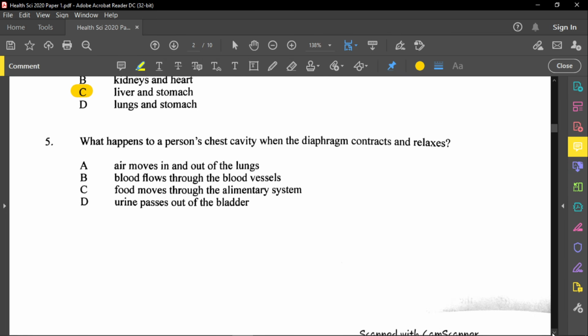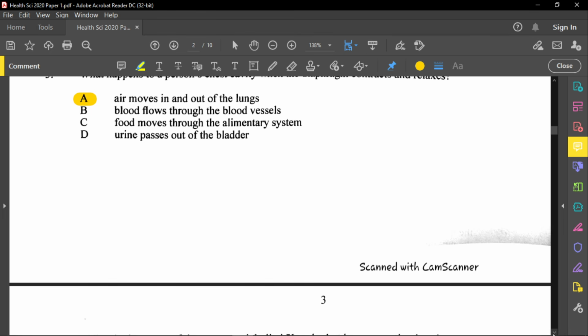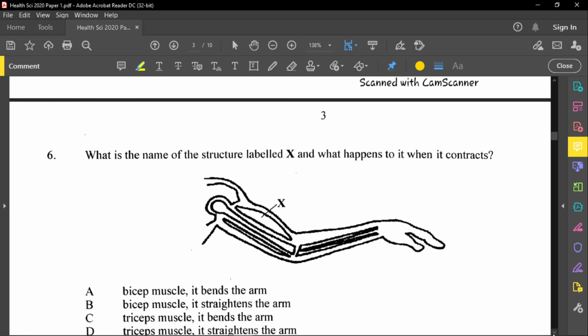Question number 5 reads: what happens to a person's chest when the diaphragm contracts and relaxes? If the diaphragm is contracting and relaxing, it means that you're breathing, which means air is coming in and out of the lungs. The diaphragm will move up and down to take air in and out of the lungs. All right, our answer here is option A. Great. Now moving on to question number 6.